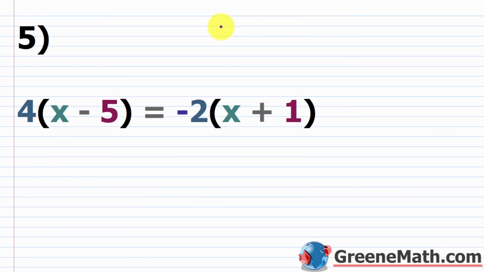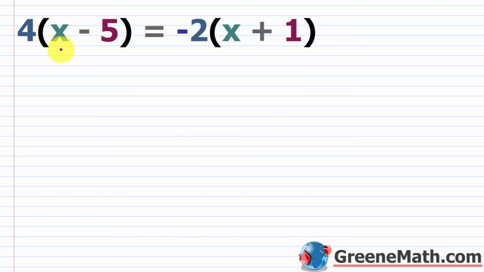Okay, let's look at problem number 5. So I have 4 times the quantity x minus 5 set equal to negative 2 times the quantity x plus 1. So again, just use the distributive property to clean up first. You would have 4x minus 20. Again, 4 times x is 4x, and then minus 4 times 5 is 20. And this equals, over here, negative 2x, and then minus 2. So negative 2 times x is negative 2x. Negative 2 times positive 1 is negative 2.